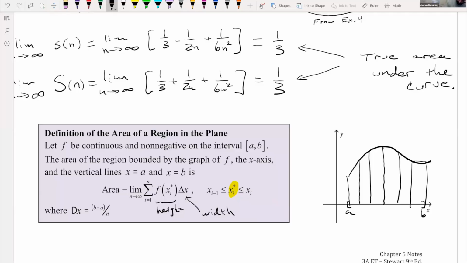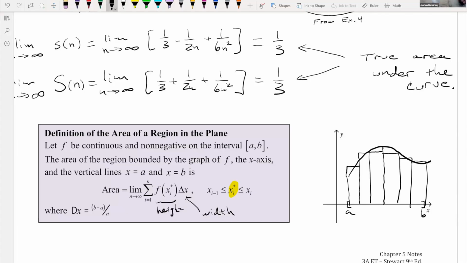We can take midpoints if we want. We can take right endpoints. We can take left endpoints. It doesn't matter. We can do mixtures of these things, but in each interval, we take a certain x sub i, any one of those in there, put it into the function to get the height, multiply by delta x. This whole quantity here is the area of each rectangle. We add them up from 1 to n, and then we take the limit as n goes to infinity. And we end up with the area under the curve.